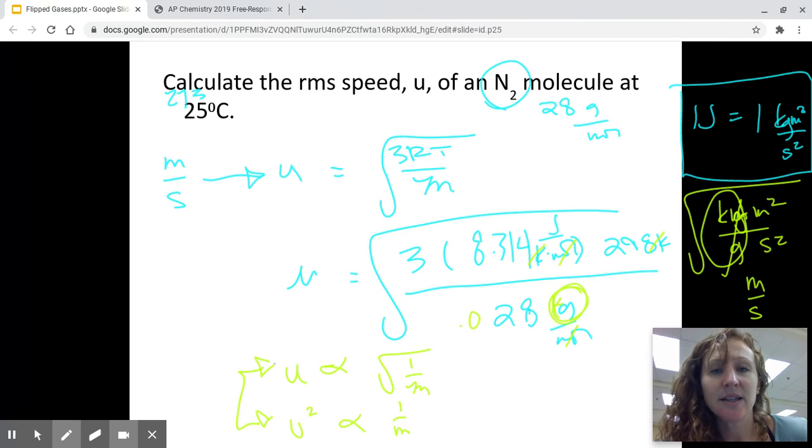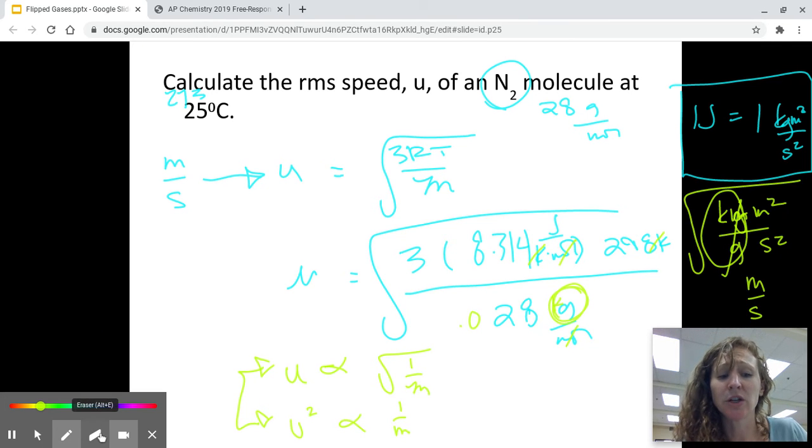This might be a good concept to kind of draw some pictures out and wrap your brain around those relationships. Drawing pictures of molecules usually helps.